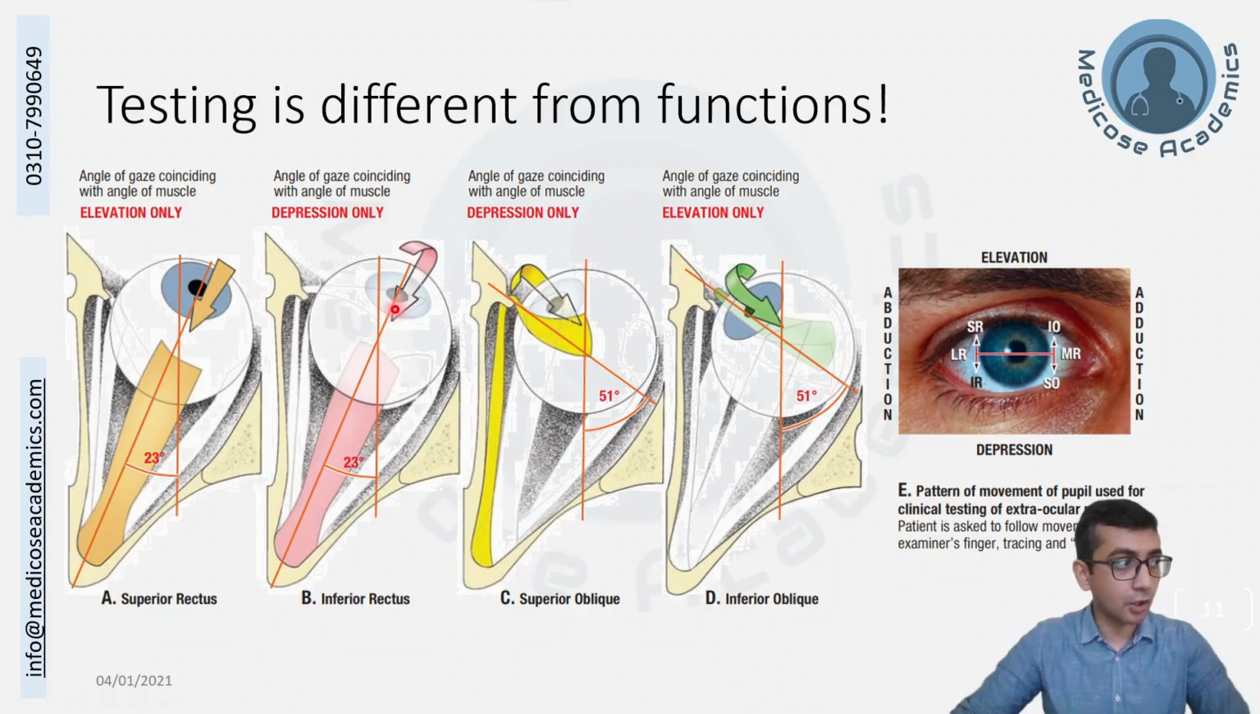And when we have to check the obliques, we ask the person to look medially and look up and look down to check the inferior oblique and superior oblique respectively, because this is the case when the long axis of the eye is parallel to the pull of the muscles.